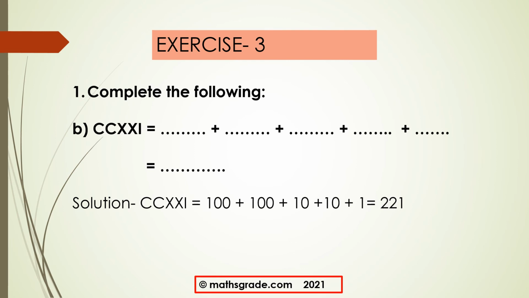When the Roman numerals are arranged in ascending order, then we have to subtract. But when the Roman numerals are arranged in descending order, that is largest to smallest, then we have to add. But when the Roman numerals are written in ascending order, that is smallest to largest, then we have to subtract.